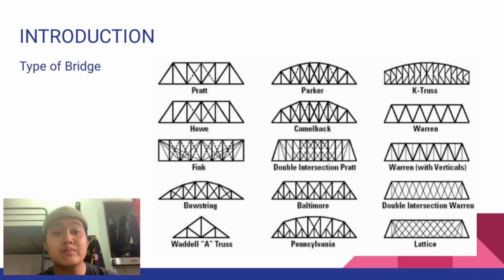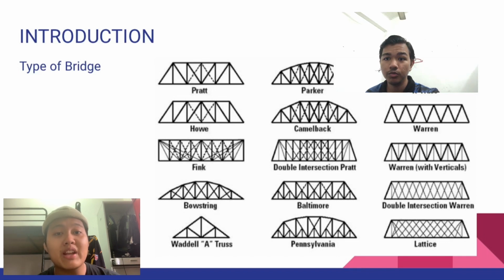Great location for truss bridges, which are a popular design. Alright. Trusses come in a wide range of variations. However, there are four that are frequently used, like the Warren, Pratt, Howe, and K truss. Right here, if you can see, here are the types of bridges, like Pratt, Parker bridge, K truss bridge, Howe bridge, Camelback bridge, Warren bridge, Fink bridge, bowstring bridge, and so on, as you can see.